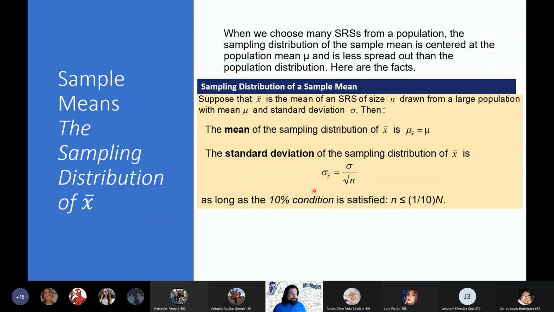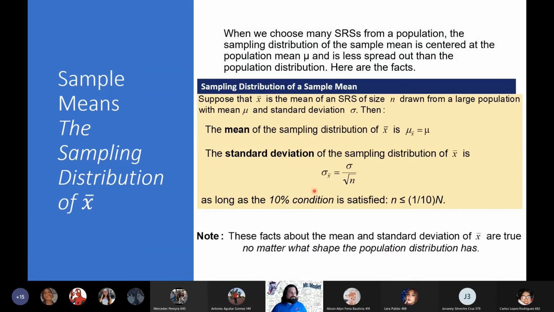So there's that. These facts about the mean and standard deviation of x bar are true no matter what shape the population distribution has. We can have a skewed distribution, a crazy looking distribution. Doesn't matter for the population. These things still work. So that's comforting.